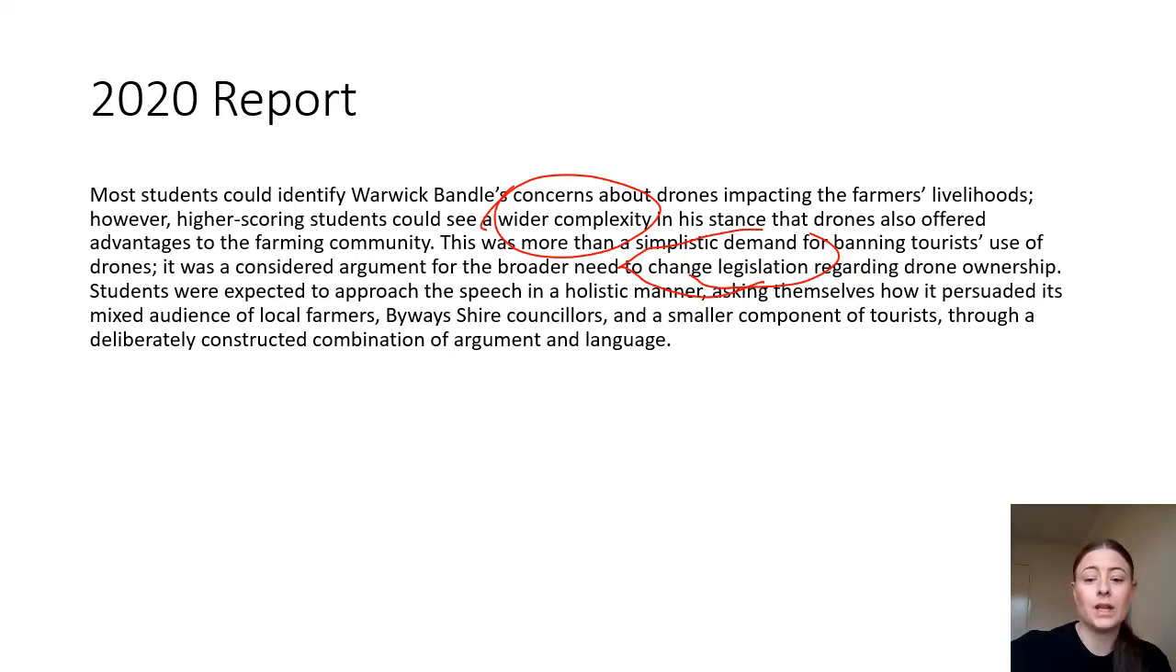The other important thing that we gather from this is the mixed audience. So we have here local farmers, councillors, and tourists. And a student who was able to identify multiple audience members is then able to write much more specific reader responses, because they don't just use this empty phrase, the reader is designed to, or the reader is positioned to, or the reader is made to feel this way. Instead, they replace that phrase, the reader, with a specific audience group. And by pointing out a specific audience group, you have a much more specific response from that audience.